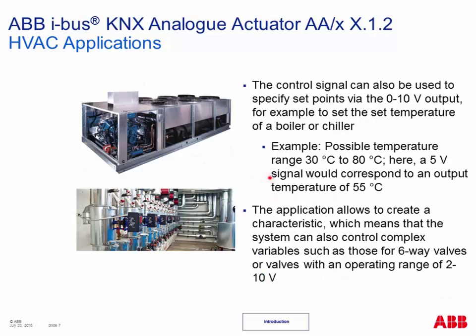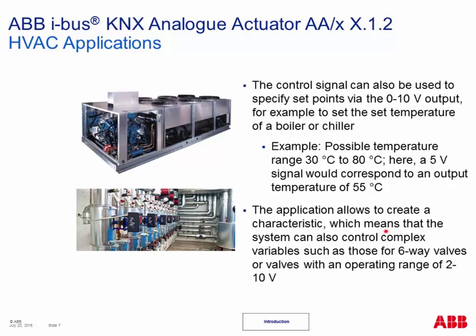Another application is if you have a central boiler or chiller, which generates chilled water, cool water, or hot water. Then you sometimes have to control the set point of this boiler or chiller. This is also done typically via a 0 to 10 volt signal, which is available via our new analog actuator. For example, you have to adjust the temperature in a boiler between 30 and 80 degrees. That means 30 degrees is 0 volts from our analog actuator, 80 degrees is 10 volts, so 55 degrees in the middle would mean a 5 volt control signal output.